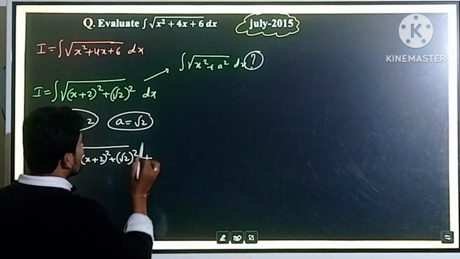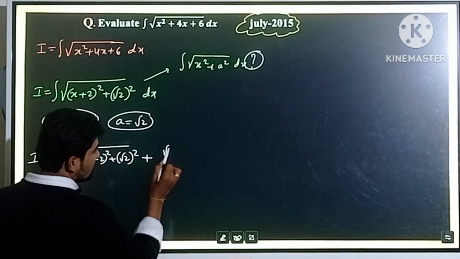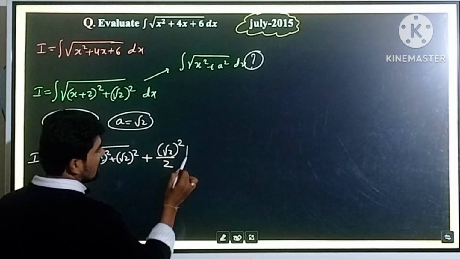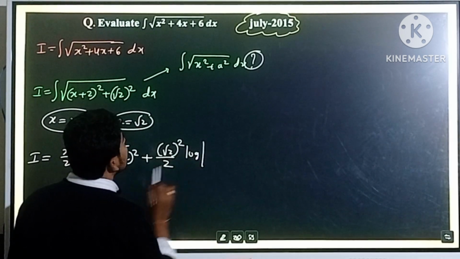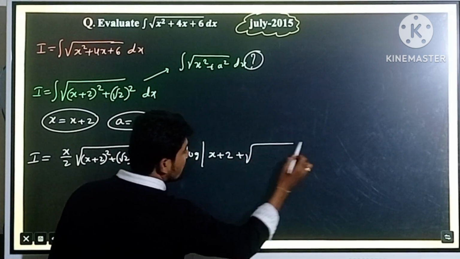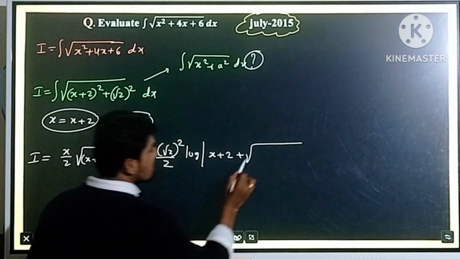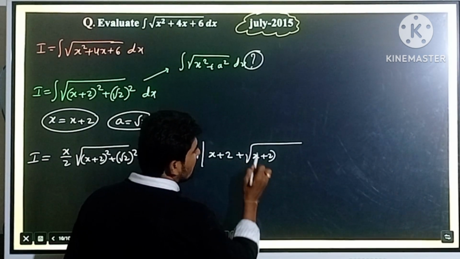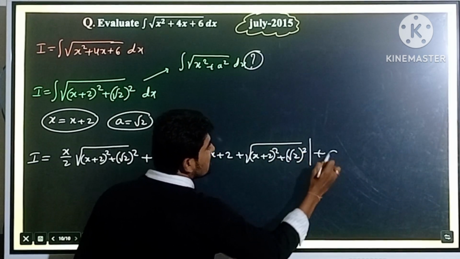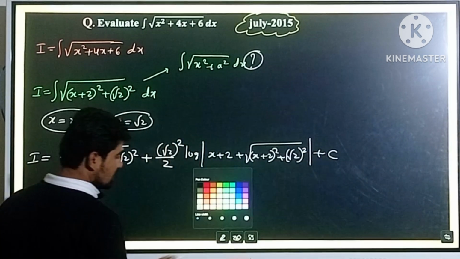a square, which is nothing but (root 2) whole square divided by 2, into log of x, what is x? x plus 2, plus the square root of x square plus a square, meaning (x plus 2) whole square plus (root 2) whole square, plus c. I hope all of you are understanding.